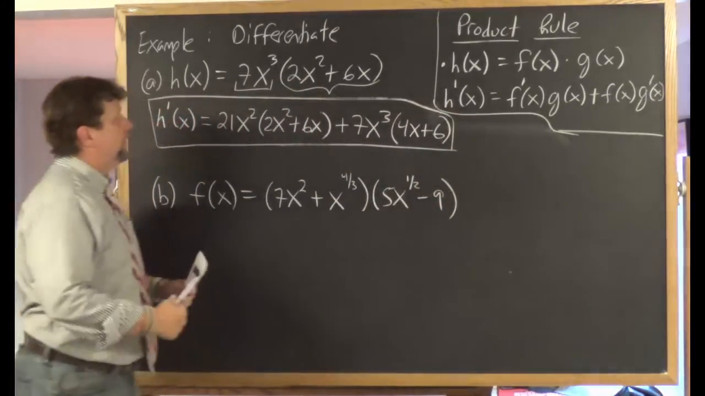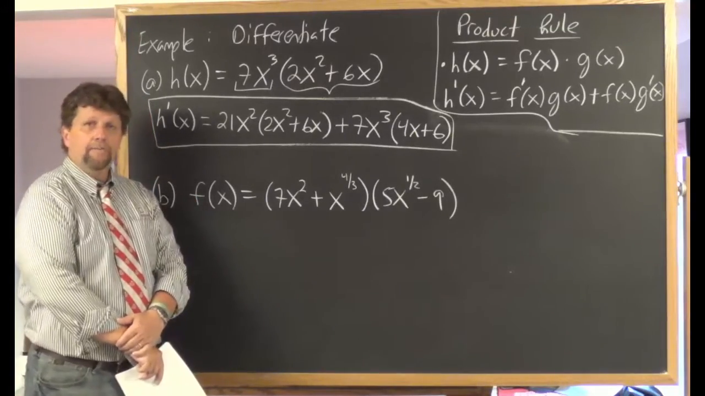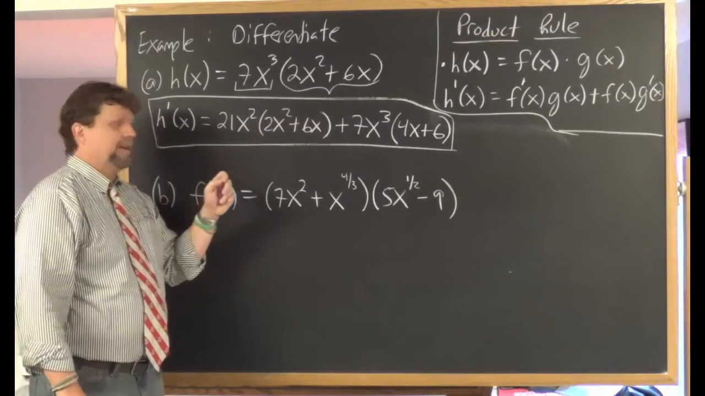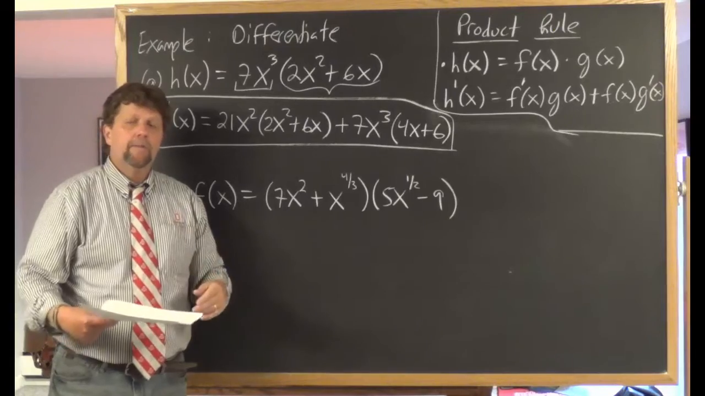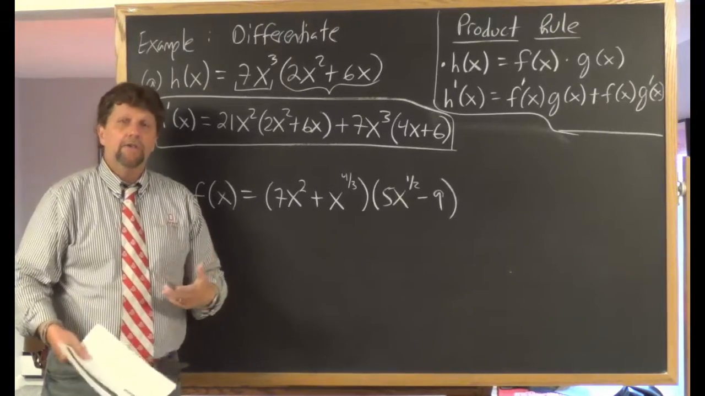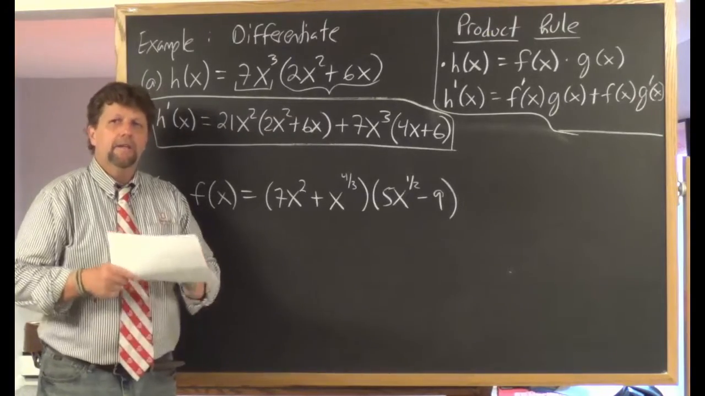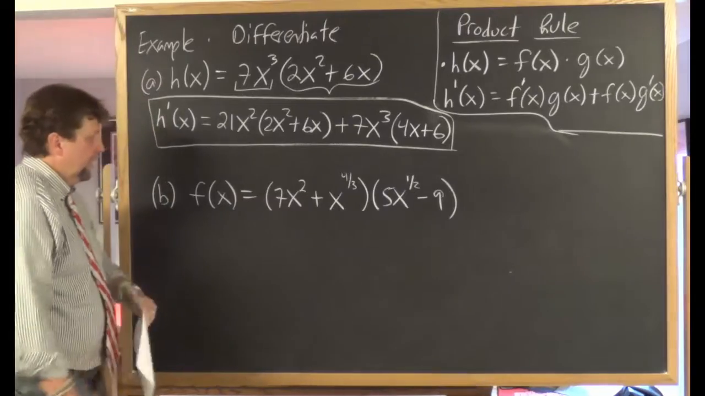That's all there is to doing the derivative using the product rule. So that's it for part A. Now, yes, I could go ahead and distribute the 21x squared here and distribute the 7x cubed there, combine like terms, and that's what you'd be expected to do in the homework.